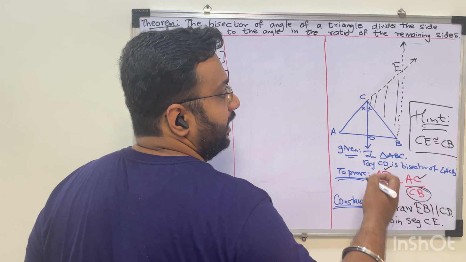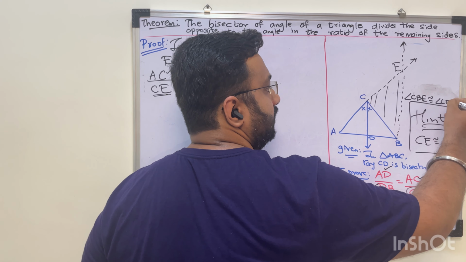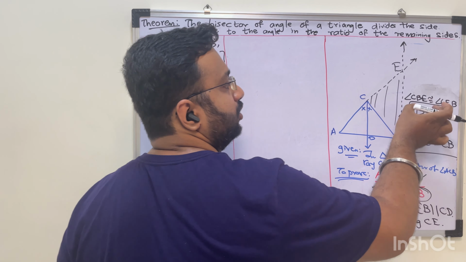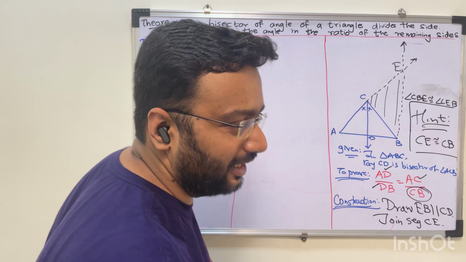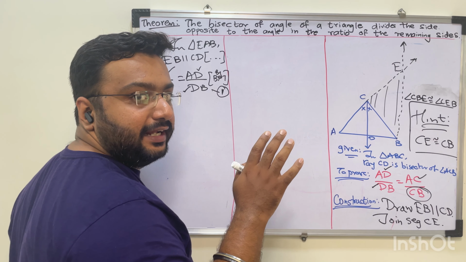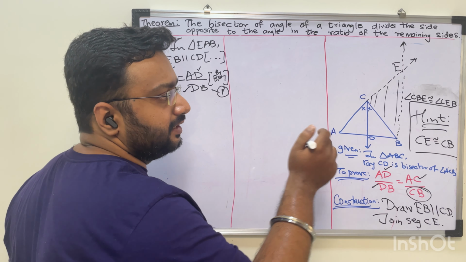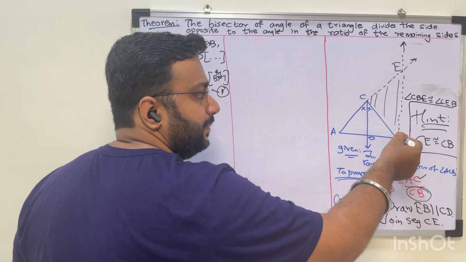So let's write it down over here. We need angle CBE should be congruent to angle CEB. If these two angles become congruent by any means, then these two sides will become congruent. Super. Now let's focus on each angle one at a time. So first is angle CBE. So here is CBE.